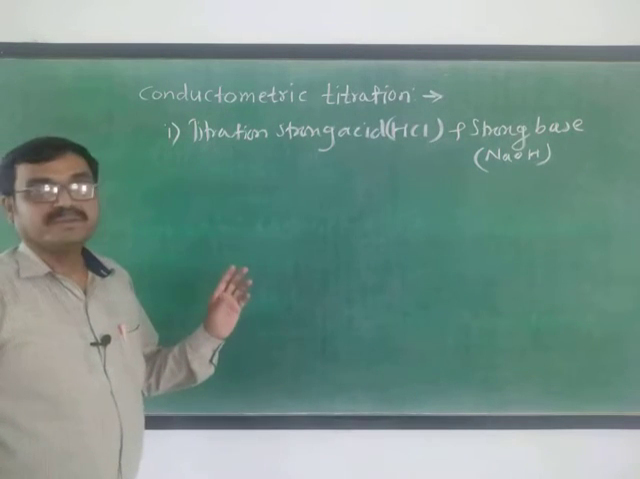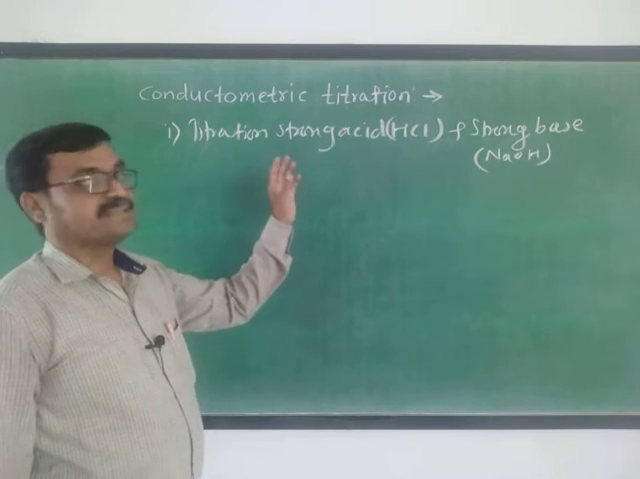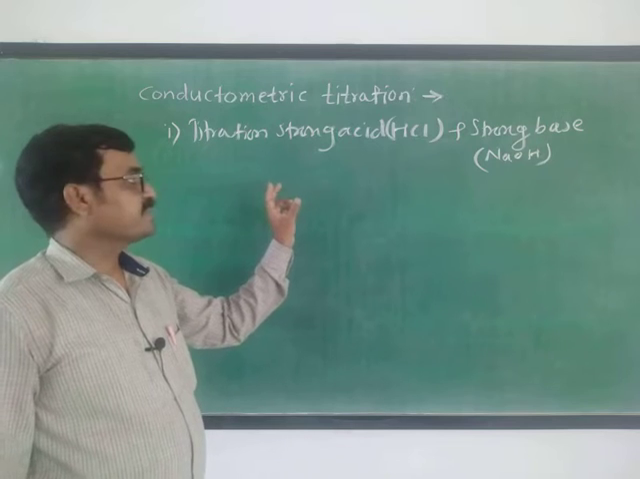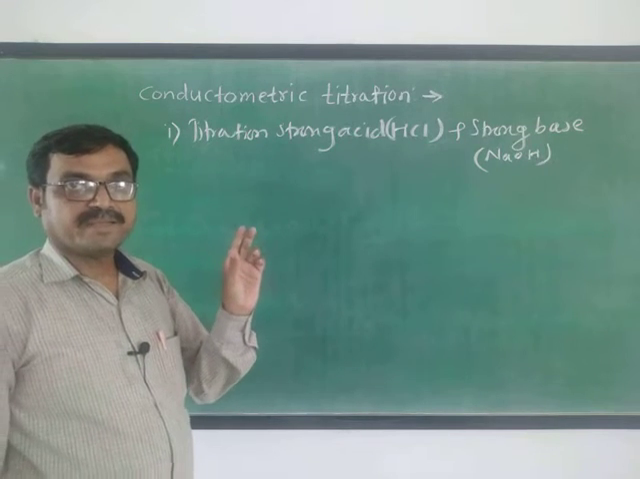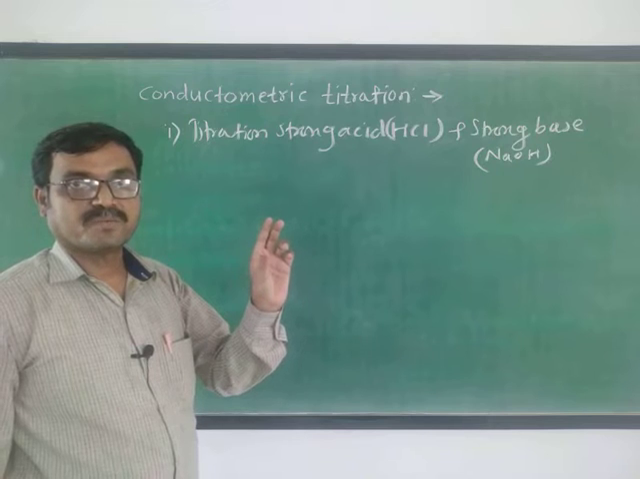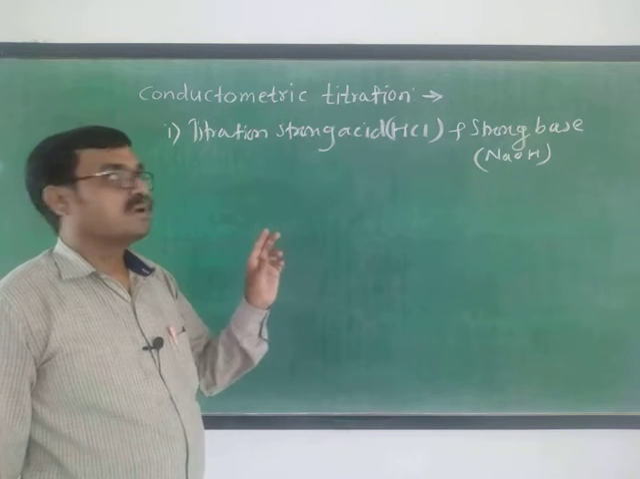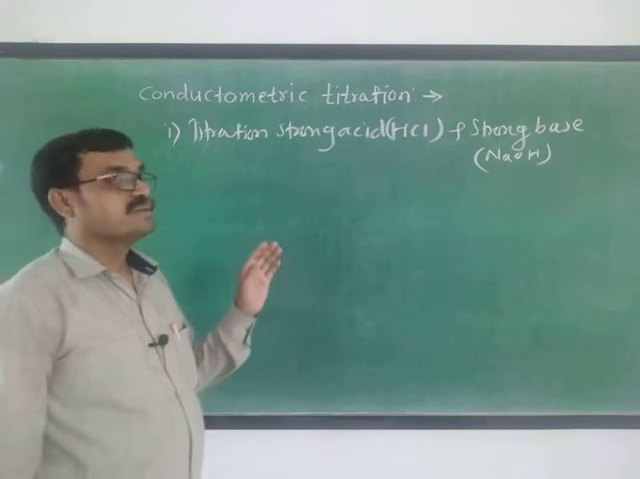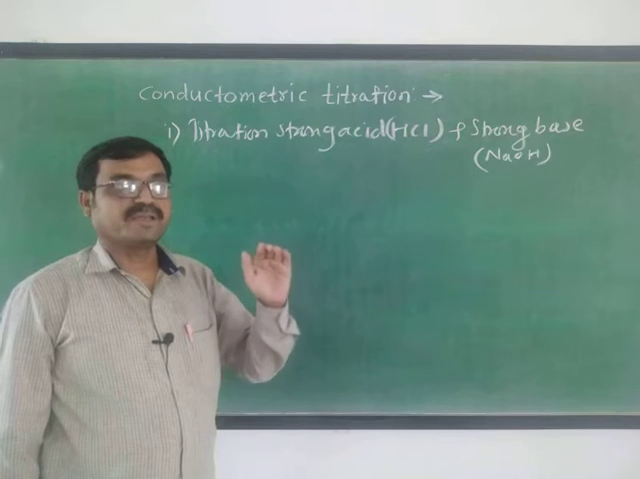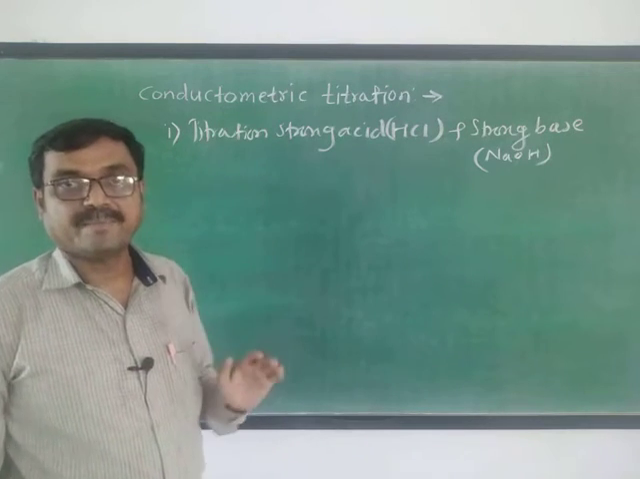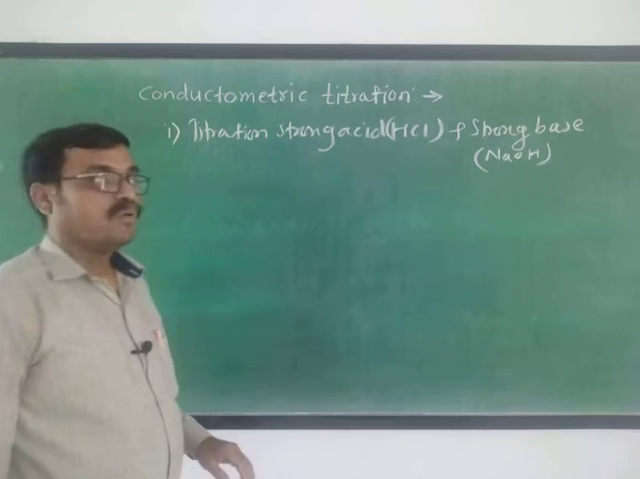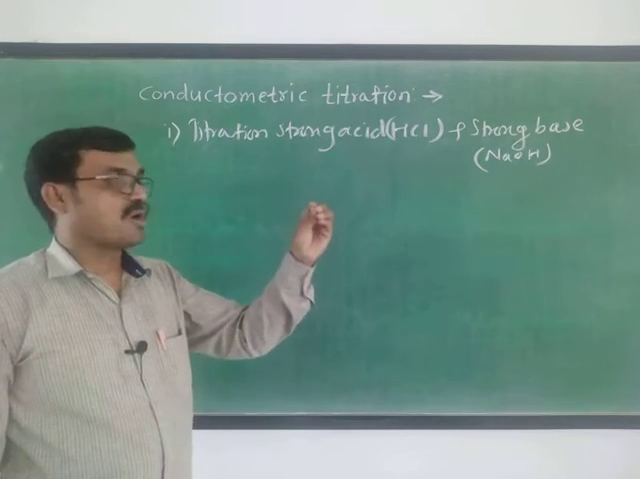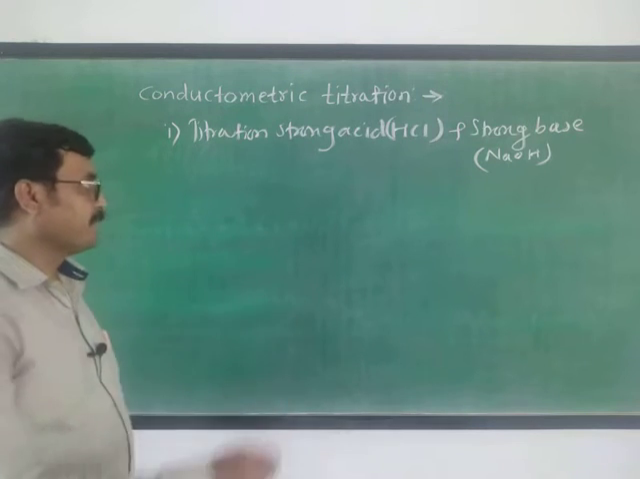Now initially here the strong acid is taken in the conductivity cell, we can say in a beaker, and its conductance is measured. First of all, before addition of NaOH, the strong acid is taken in the conductivity vessel. Since acid is strong, that's why its conductance is high. Now when a small amount of NaOH, that is strong base, is added from the burette, what happens?